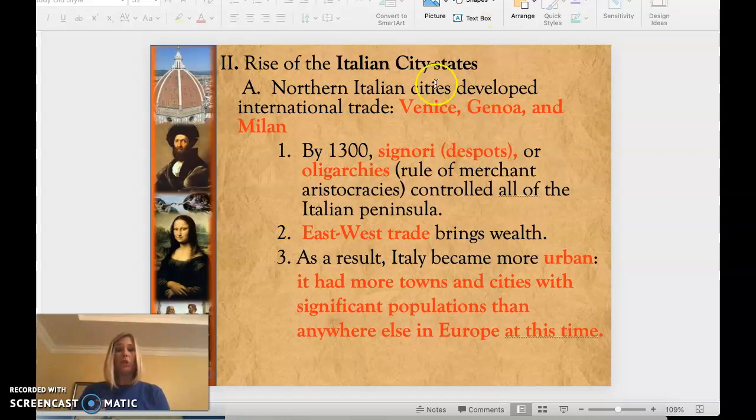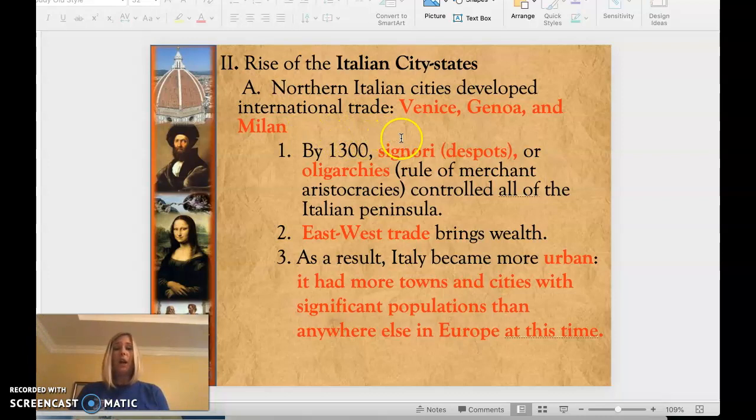Some examples, as you can see here, you've got the Republic of Venice, Genoa, and Milan, just to give you a couple of examples. So in each of these city-states, they specialize in their own type of trade. For example, Venice was known for its beautiful glass making. Milan was basically the fashion capital for so many years. So see, each one has their own little specialized area of trade.